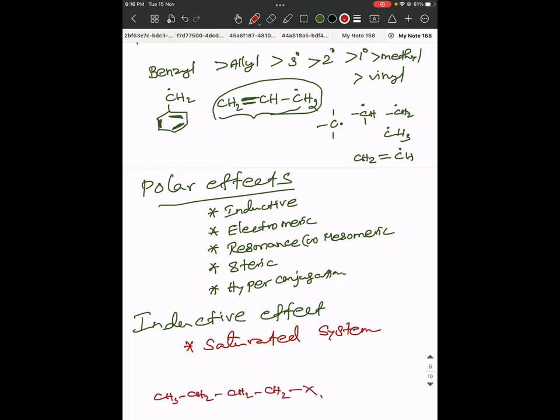CH2X. Okay, now the X is more electronegative than the carbon, so the bonding pair of electrons moves towards X, that's why it bears a small negative charge. Since it bears a small negative charge, the adjacent carbon will have the corresponding small positive charge. இது என்ன இருக்கோ அதுக்கு ஆப்போசிட்ல இருக்கும். So this is more electronegative, it pulls the electron. That's why it bears a small negative charge. Because of that, the adjacent carbon will have the small positive charge.